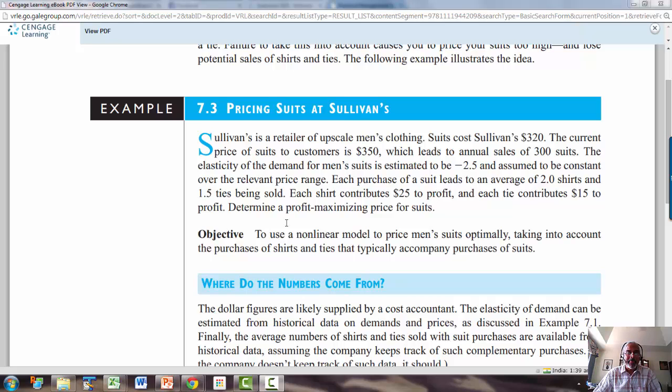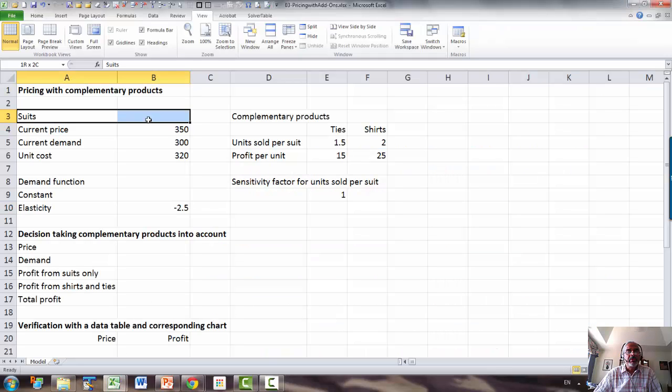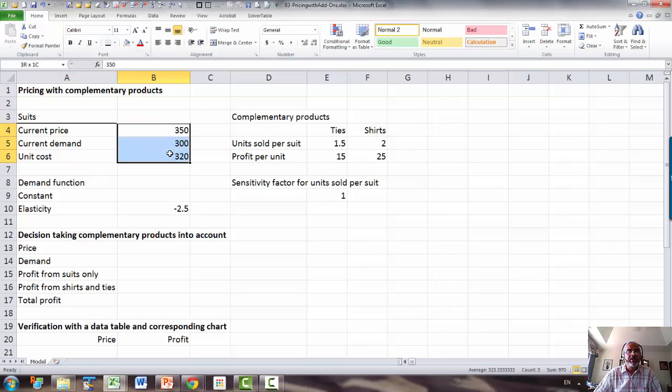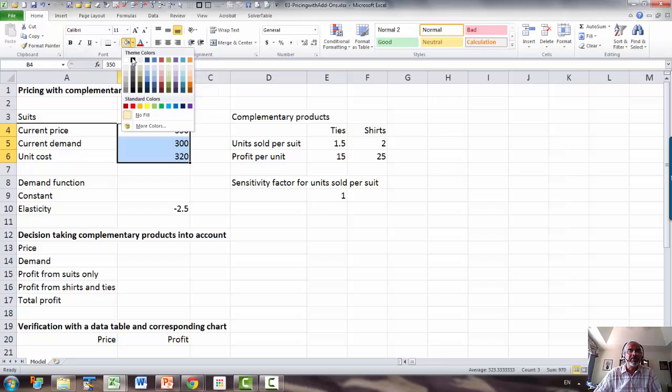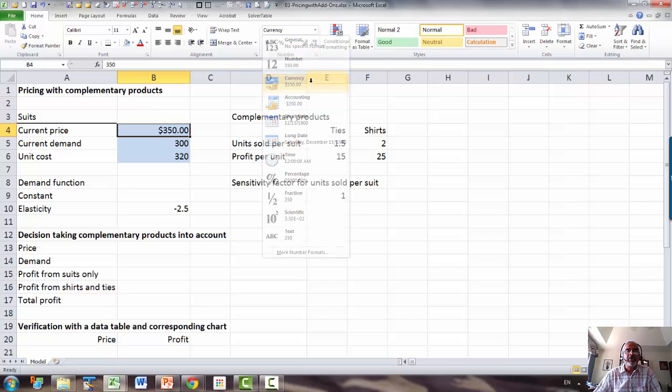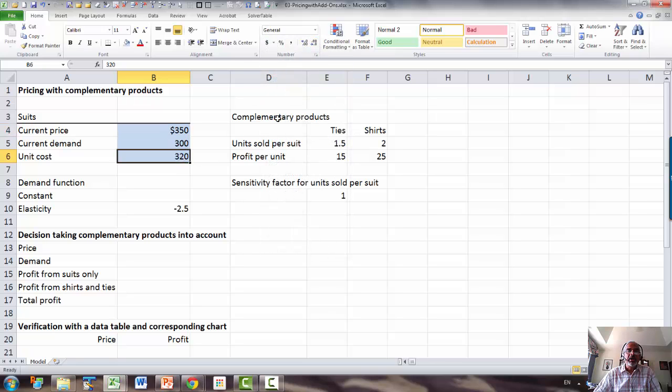So let's go to the Excel file and look at all these numbers that we see here. Okay, so suits is our primary product, and these are given numbers. So we have a unit cost of $320. Now we have one single point here: a current price and the current demand. You have a current price of $350. So let's make that into a currency, and this also into currency, and at that price our demand is 300.